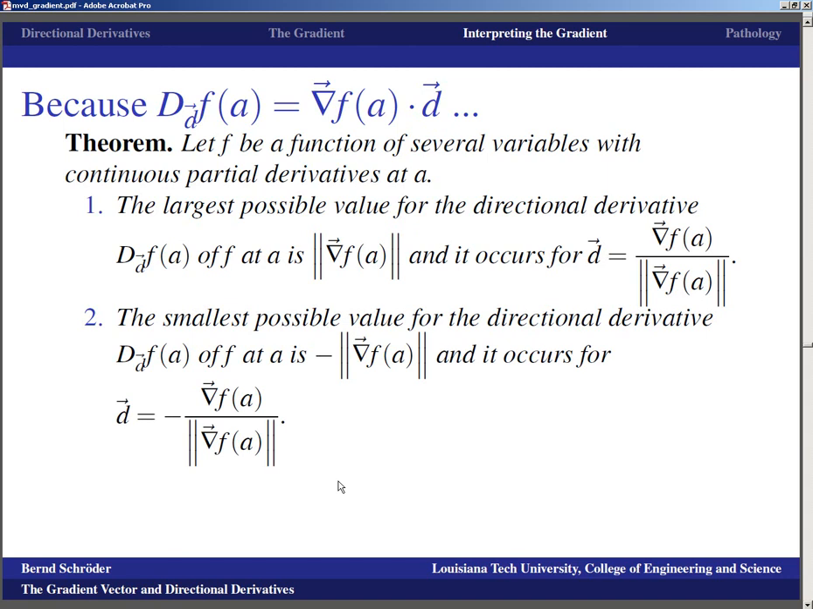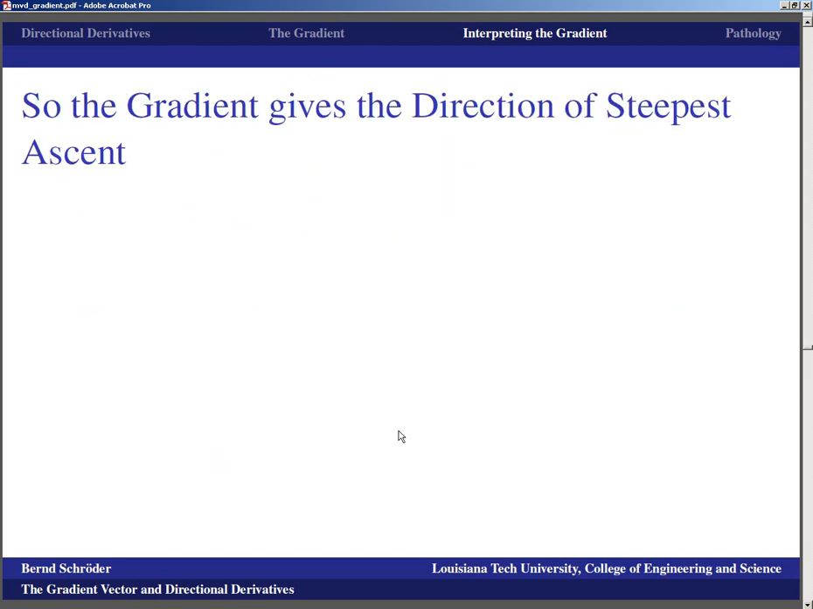And that is highly important, because what that tells us is that the gradient not only gives us the magnitude of the steepest ascent as well as the steepest descent, it also gives us the direction of the steepest ascent, as well as the negative gradient gives us the direction of the steepest descent. And that has immense physical importance.